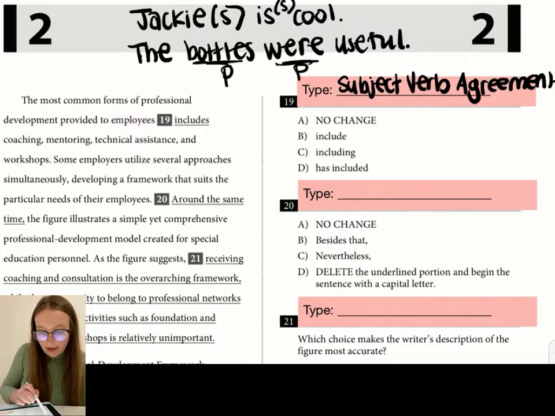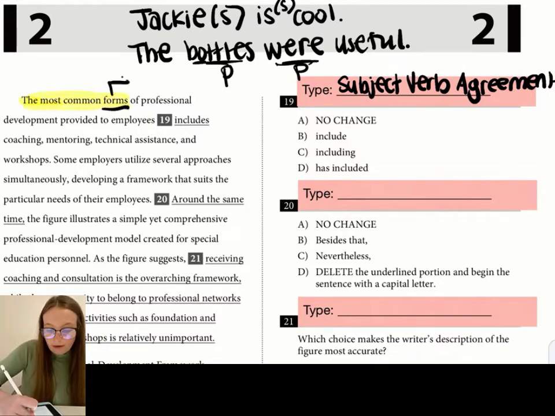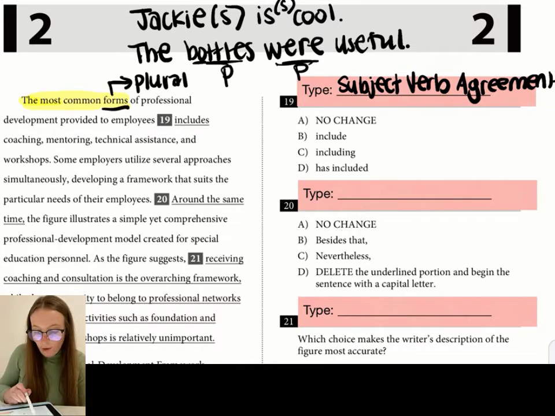So here it says the most common forms. So that's going to function here as our subject. And as we know, forms refers to more than one, so that is a plural subject. So when we say the forms includes, no, includes is a singular verb. The forms include, that would make sense because include is a plural verb. The forms including, well, including is an unconjugated verb, so that can't work. And has included, you cannot say the forms has included, so that's also singular, so that's got to go. So we have to then pick choice B.